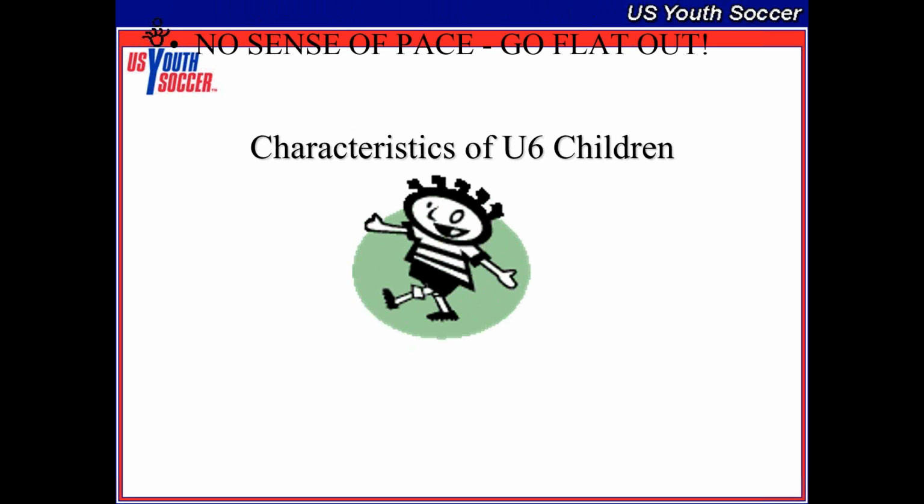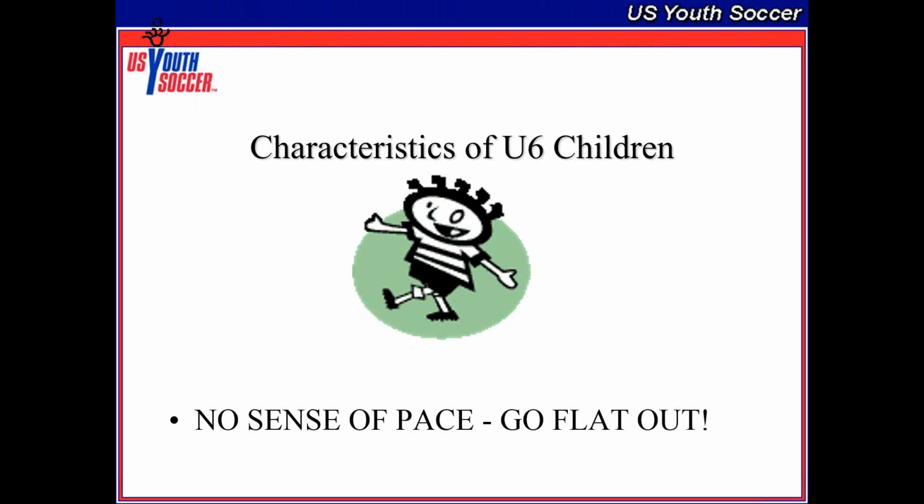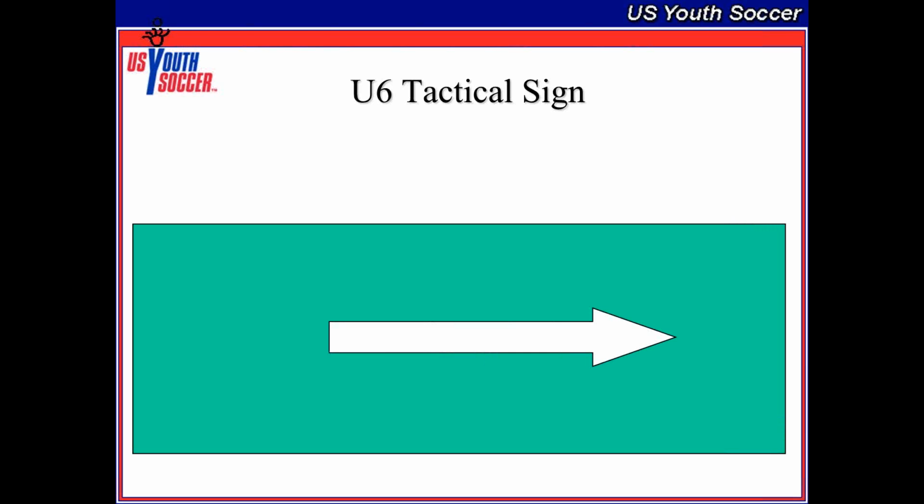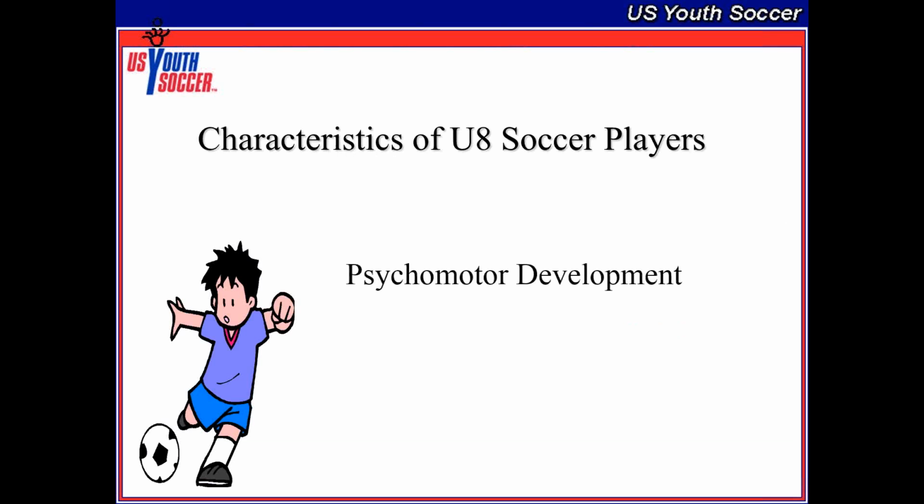So this age, as we said, no sense of pace, tend to go flat out in the way that they play the game all the time, and the same thing in the training sessions. And this is kind of the tactical sign, if you will, for under 6s: once the ball's going that way, we're going that way. Some of them can get the notion for sure that we're attacking that goal and defending this goal, but then the silly grown-ups change it at halftime and we get confused from time to time. But they tend to go whichever way the ball is going, and that means all of them. And that's okay. That's part of the development of kids this age.